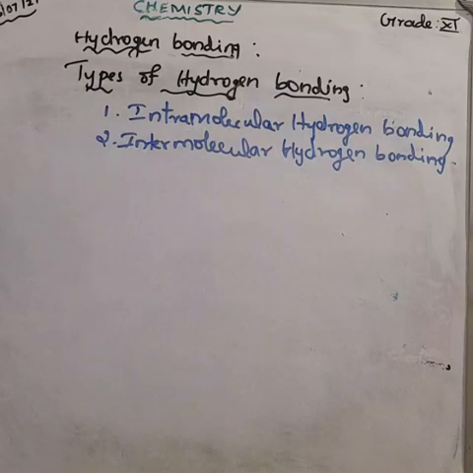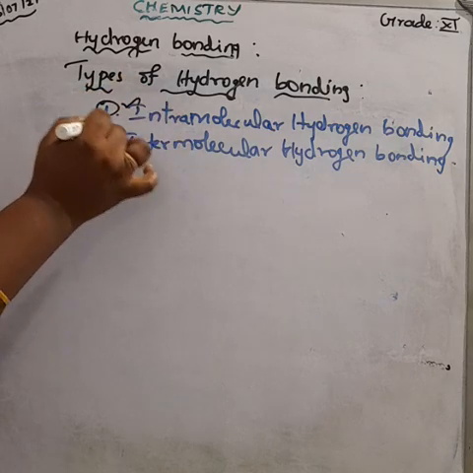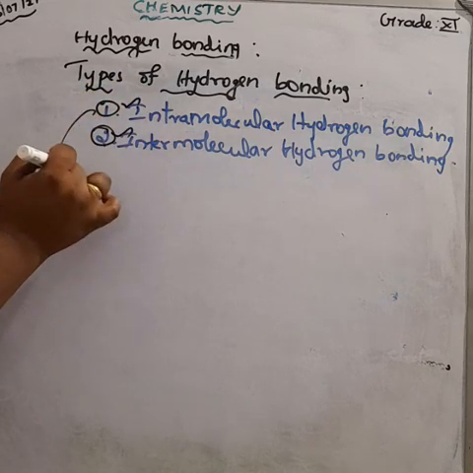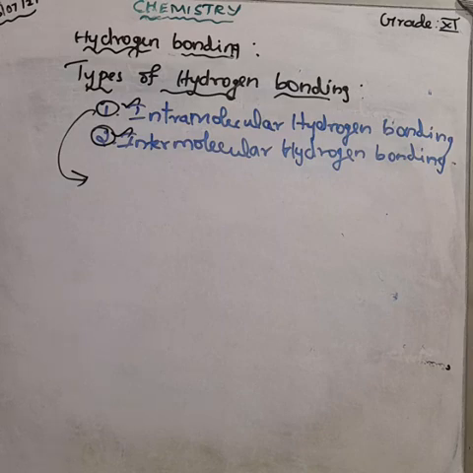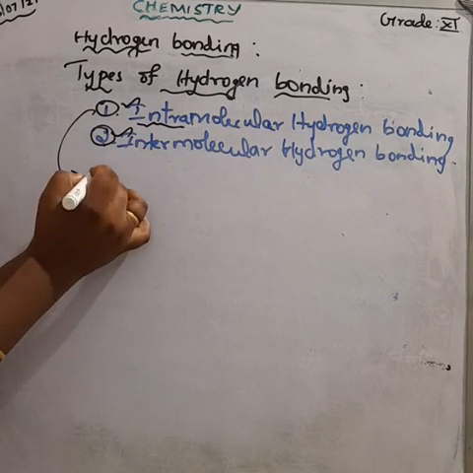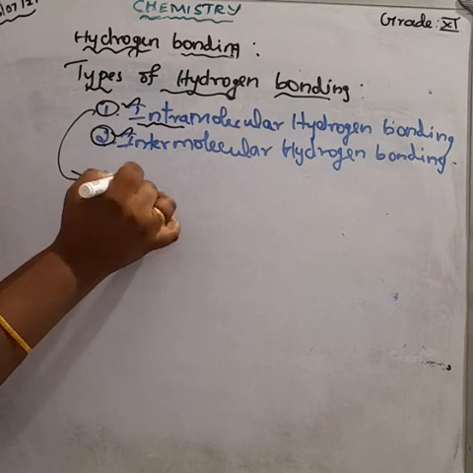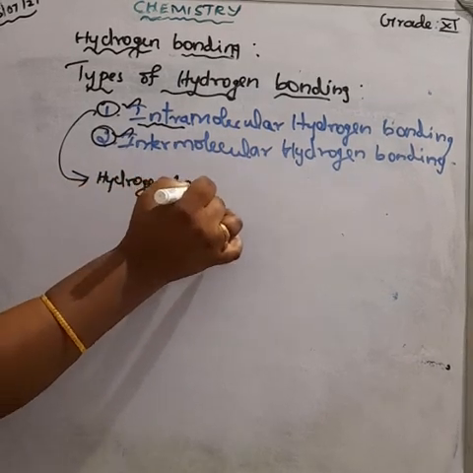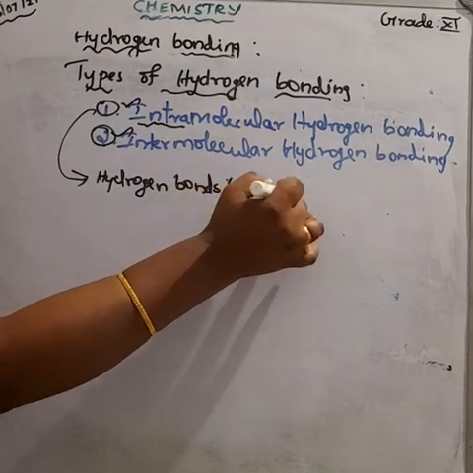Then what are the types of hydrogen bond? Very, very important. There are two types of hydrogen bond. One is intramolecular hydrogen bond, another is intermolecular hydrogen bond. Very, very important: intramolecular and intermolecular. What do you mean by intramolecular hydrogen bond? Hydrogen bonds can occur within a molecule. This is the intramolecular hydrogen bond.